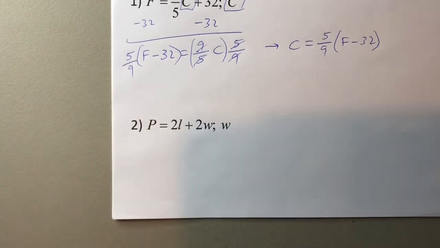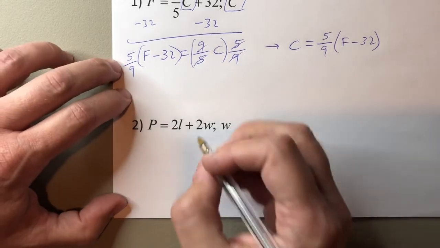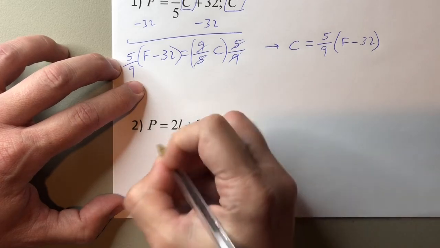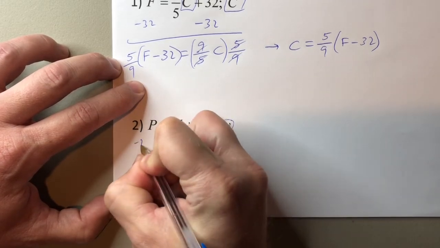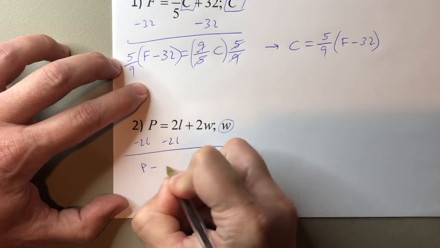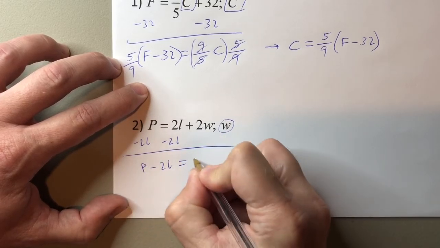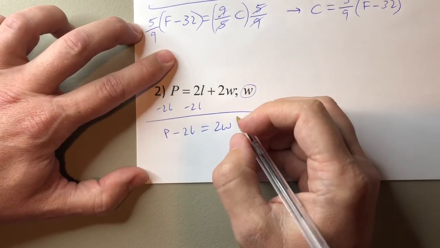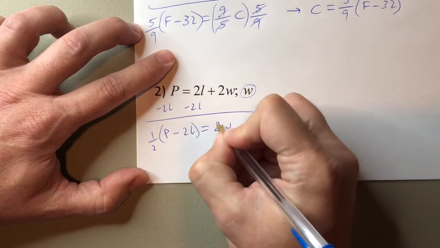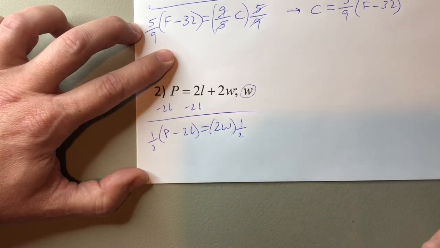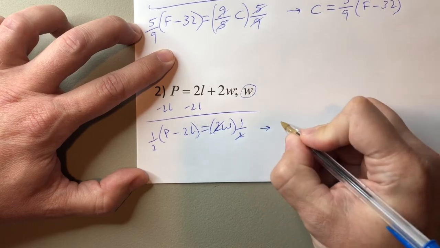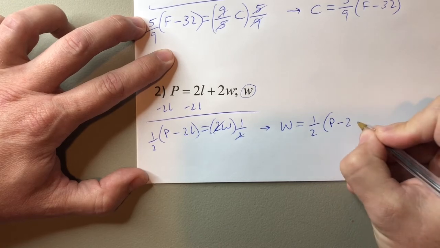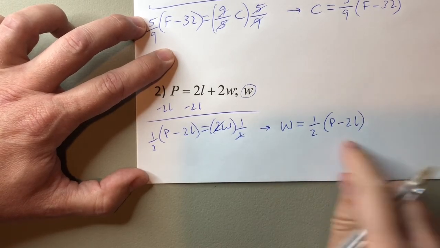All right, let's do the last example. Of course, this is the perimeter formula. We're going to solve this for W. So I'm going to subtract 2L from both sides. That's going to give me P minus 2L is equal to 2W. And now the last thing I need to do is multiply everything by 1/2, which is the same as dividing both sides by 2. What we end up with then is the width is equal to 1/2 times the quantity of P minus 2L.